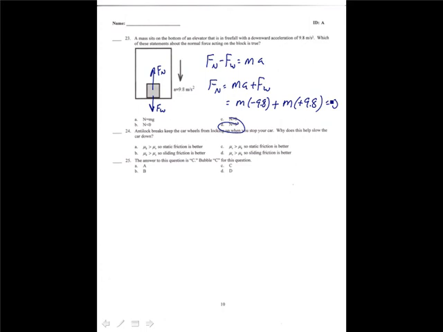Anti-lock brakes keep the car wheels from locking up when you stop your car. Why does this help slow the car down? Well, mu static is larger than mu kinetic. So C is correct, static friction is better. Your wheels operate on static friction because that's better. Otherwise, we just slide around on skis all the time. Alright, the answer to this question is C, bubble C for this question.